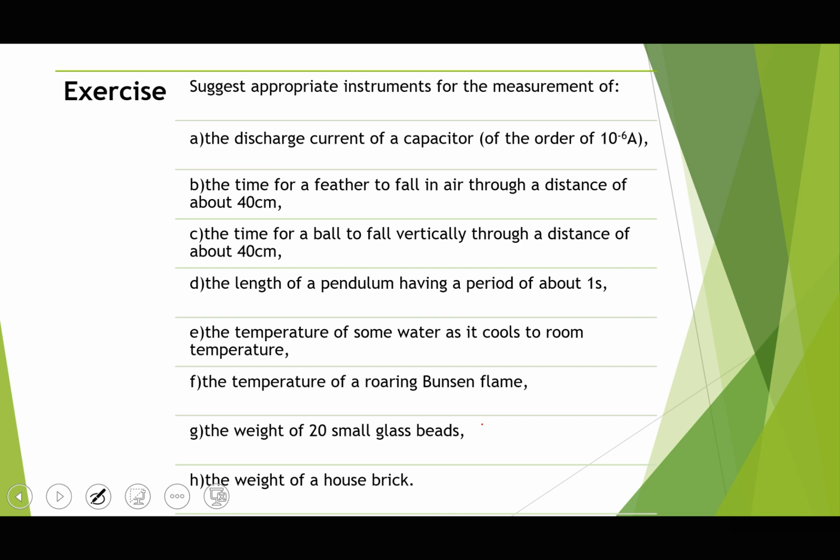So I have said the choice of the instrument will determine on the measurement to be taken. Some measurements would require that you choose an appropriate instrument, putting in mind the precision you need. Maybe let me try one for you. Suggest appropriate instruments for the measurement of A.